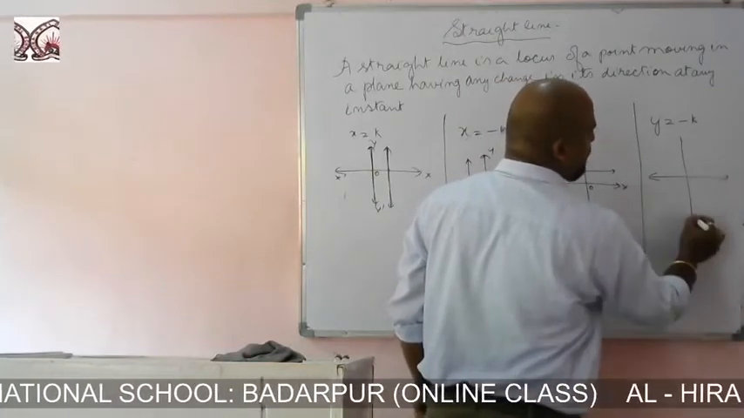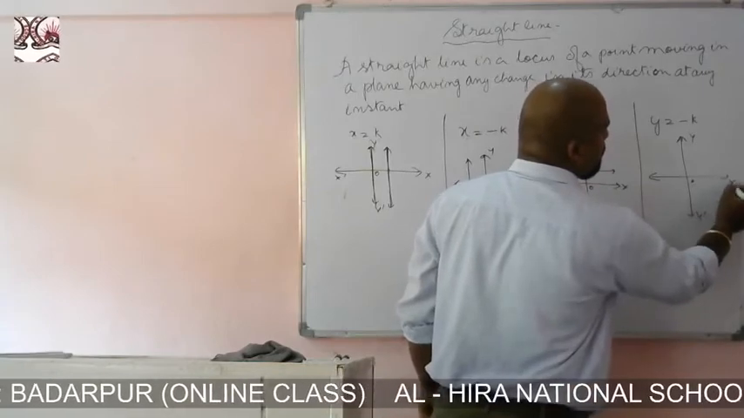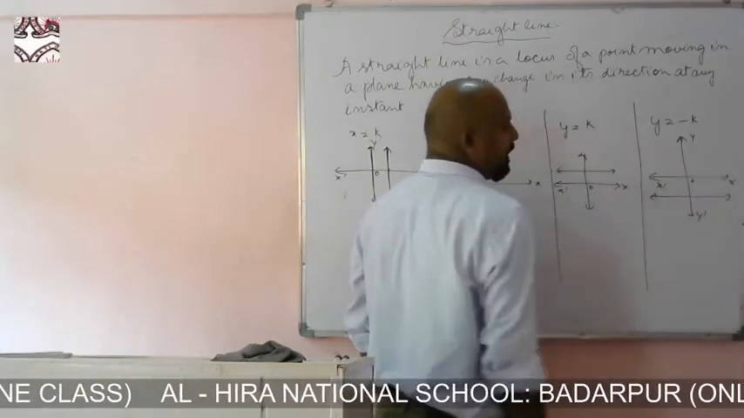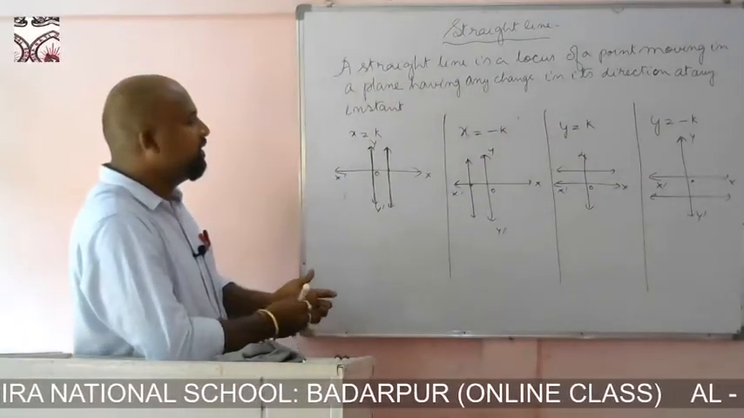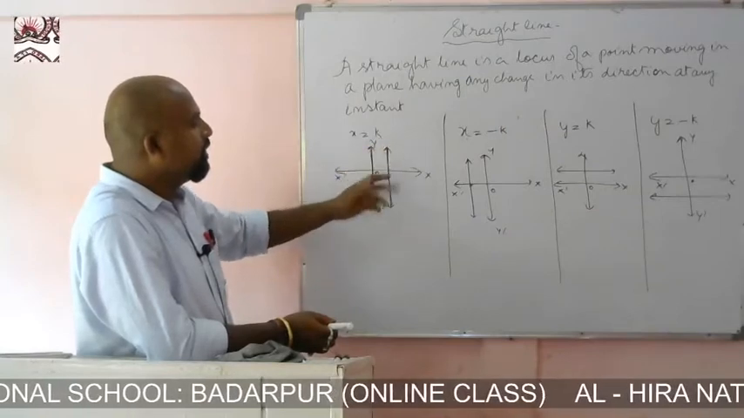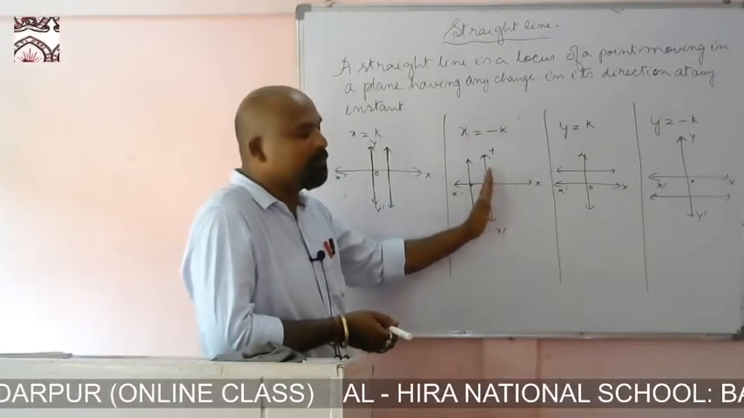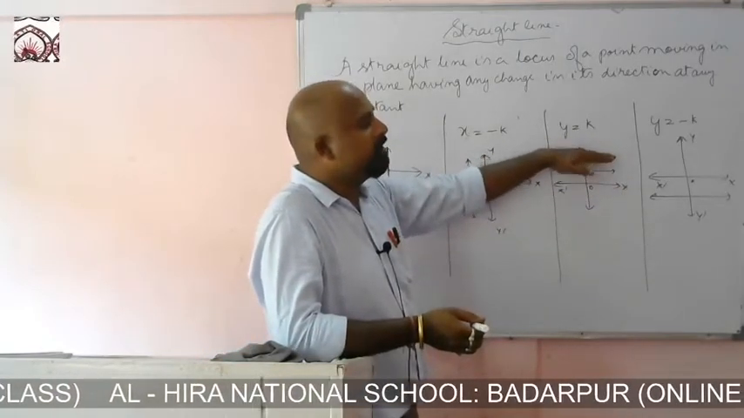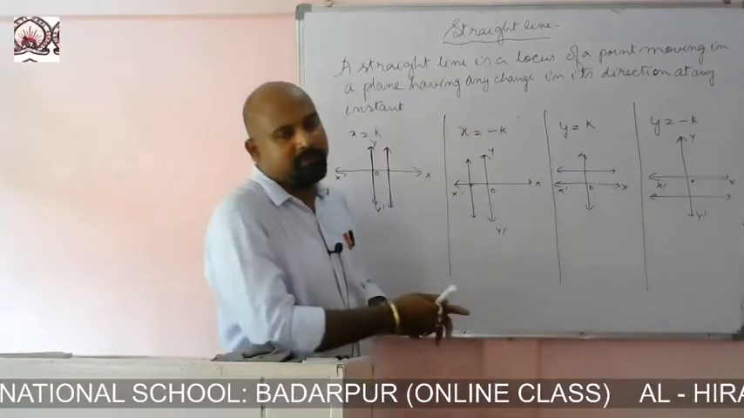If I consider y = -k, then it will be below the x-axis. So, what is the difference between the graphs? Here, when x = k, we are getting this one. When x = -k, it will lie on the left hand side. If y = k, it lies above the x-axis, and if y = -k, it lies below the x-axis. Okay.